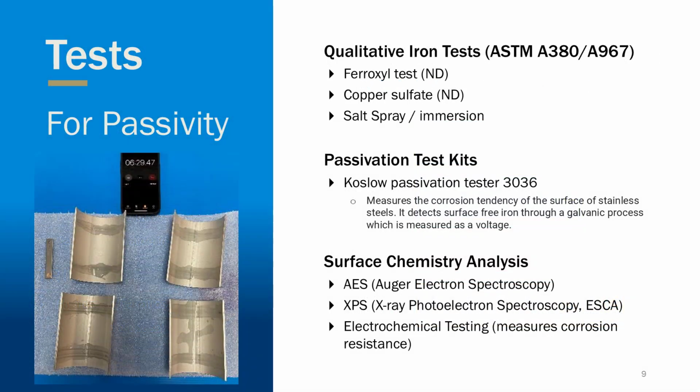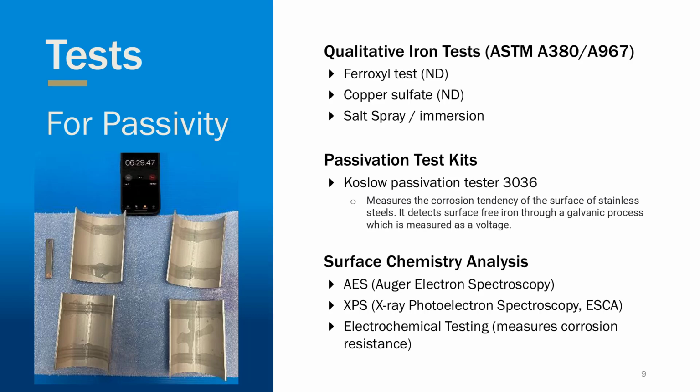Let's talk about proving passivation. How do we know that passivation is complete? There are two routes you can take here. There are qualitative tests, that's up top with the iron tests, and then the surface chemistry analyses, that's the quantitative tests you can take. These qualitative checks, of course, are go, no-go checks.